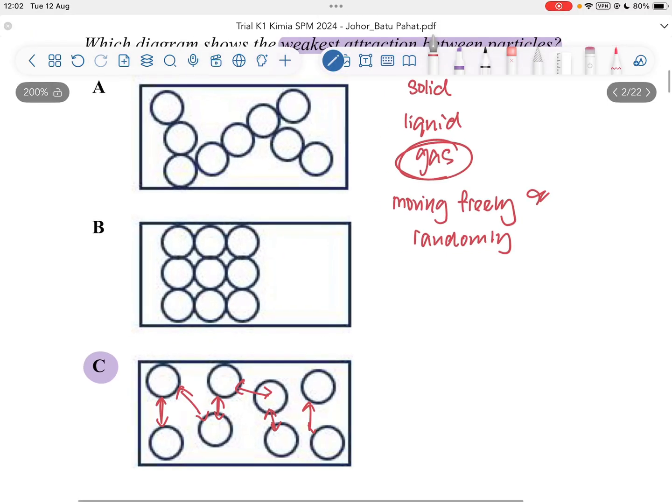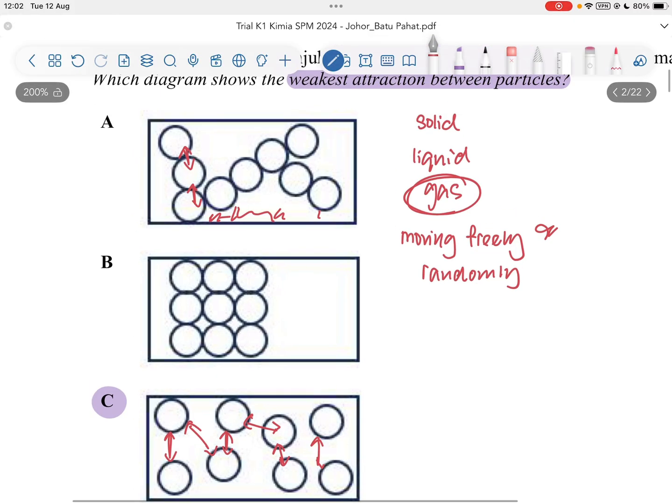For your information, you can look at A. Even though the particles are still stuck together, there are also some spaces between them. The arrangement is not that packed, so A is liquid. For B, you can see it is arranged very tightly without any spaces and in an orderly manner. This is the typical arrangement for solid particles.